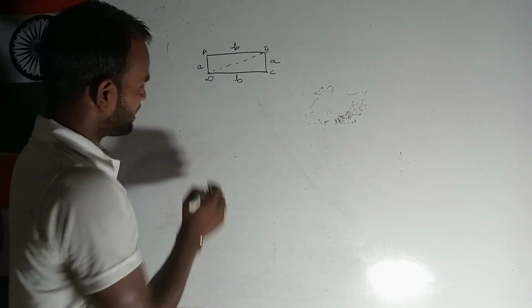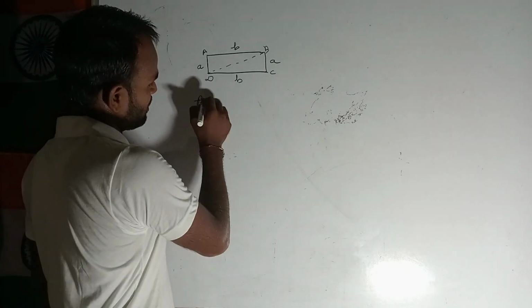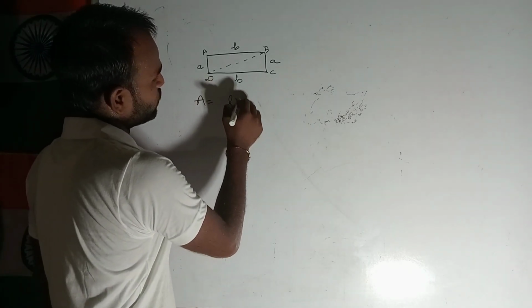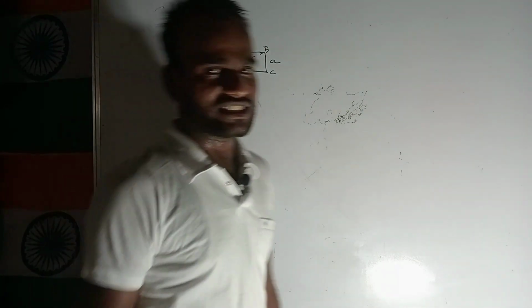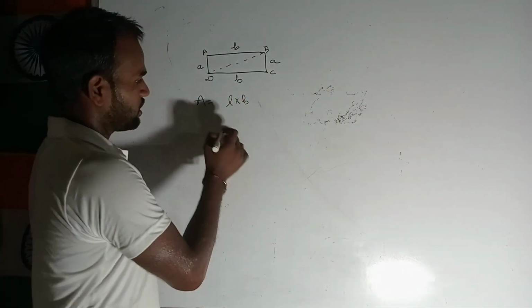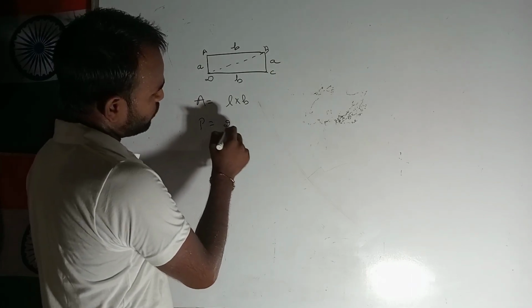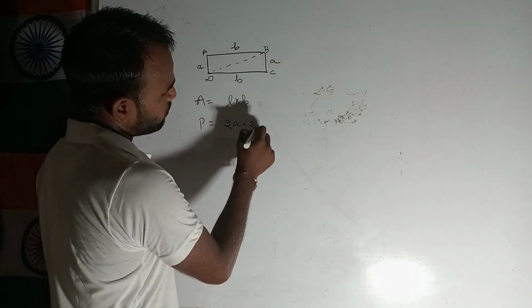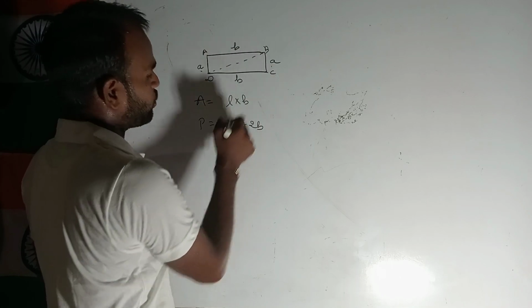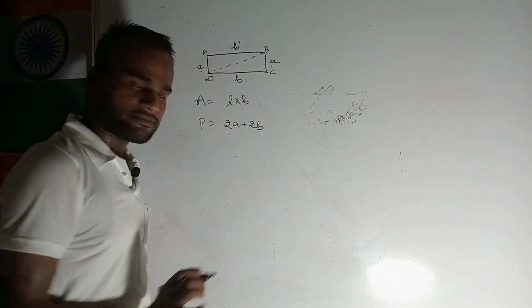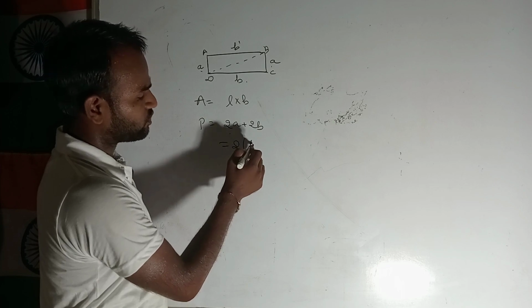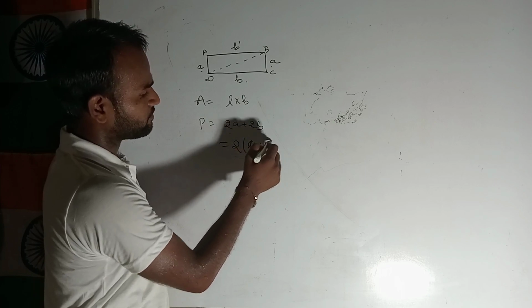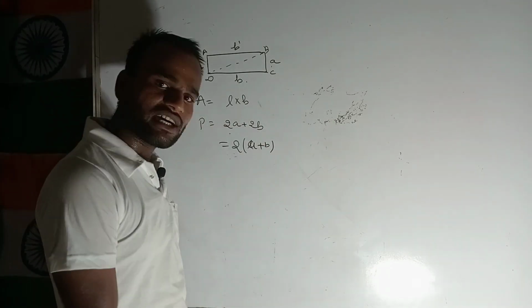Okay, what is the area of the rectangle? Area of rectangle is length into breadth. And what will be the perimeter? Perimeter is the sum of all the sides. So perimeter equals 2A plus 2B, means A and A is 2A, B and B is 2B. If we take 2 common, then 2(A plus B) will be the perimeter of the rectangle.